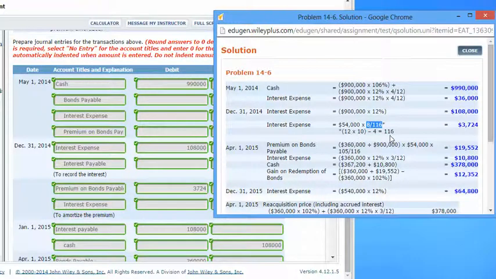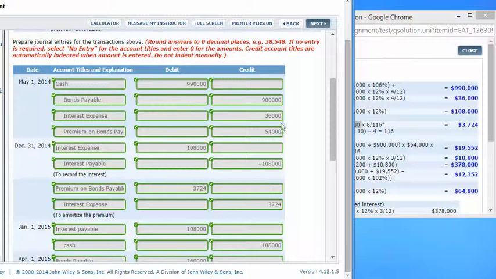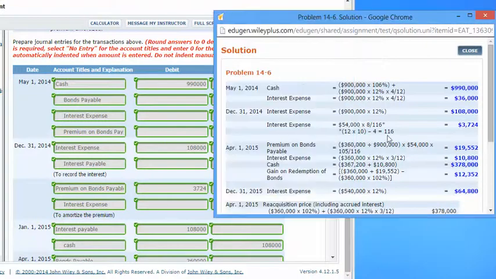Okay, so ultimately the premium is the piece that is essentially the equalizer related to the interest expense, to get the interest expense to conform to the effective interest rate. We have the premium that we identified earlier, which is $54,000. And then for 2014, we have 8 months of this premium. But the issue becomes that we're actually dividing the premium by 116 months.